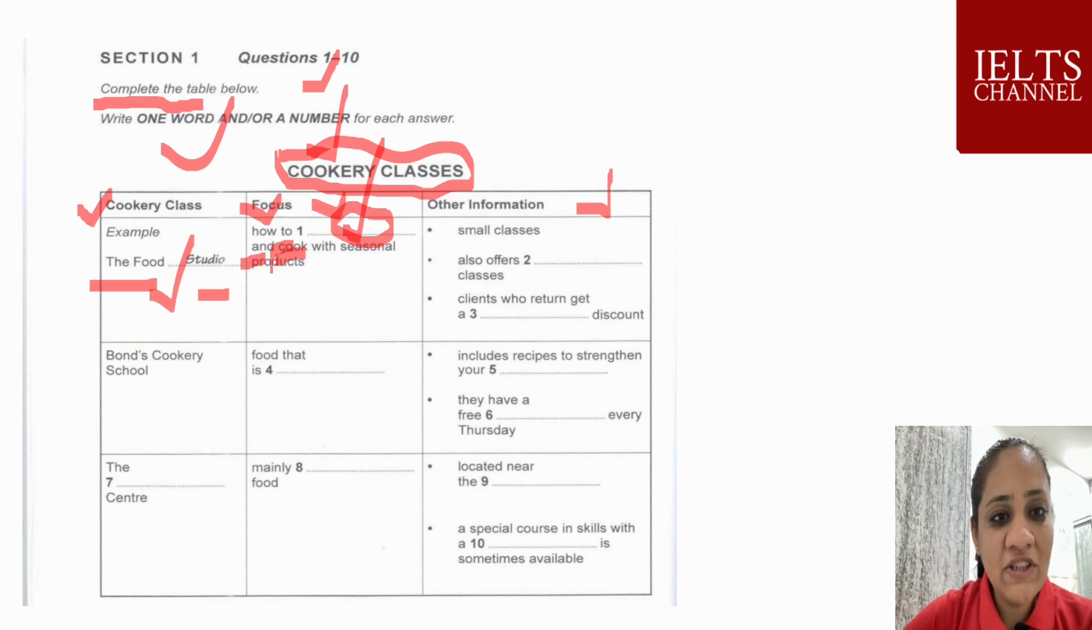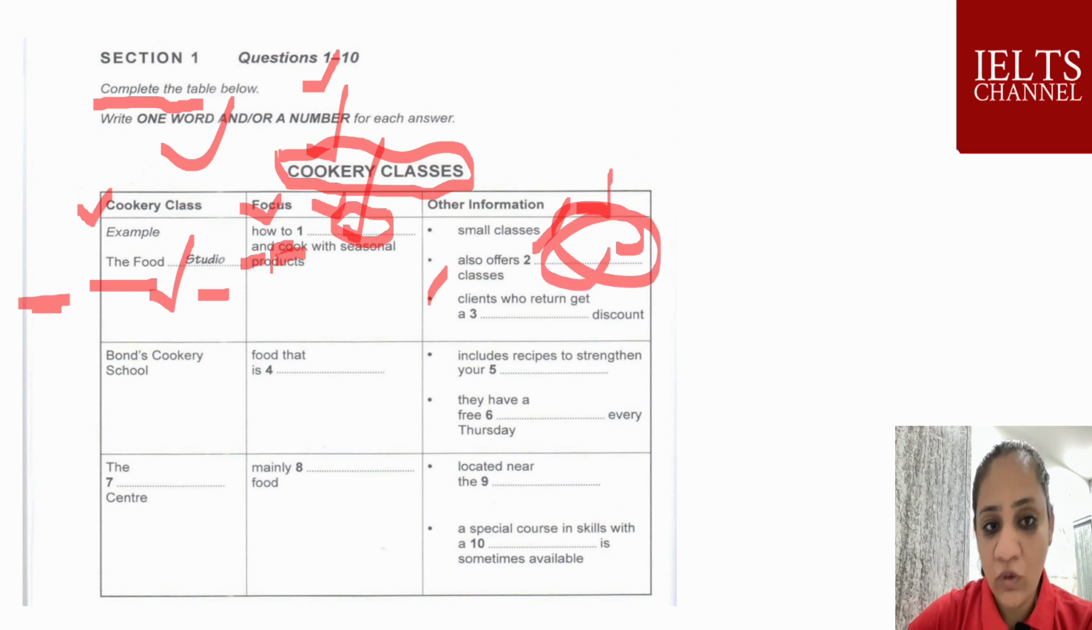Okay, let's see the second one. For the other information, the small classes is given, also offers dash classes. Okay, for the food studio, they have provided small classes as well as offers dash classes. So which kind of classes that you have to focus over here?